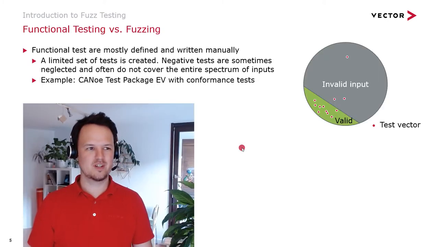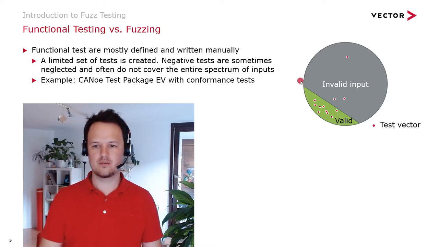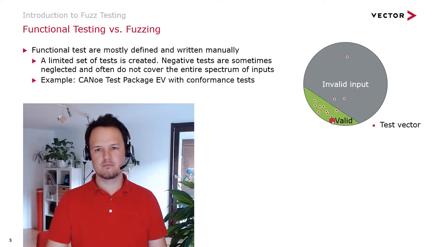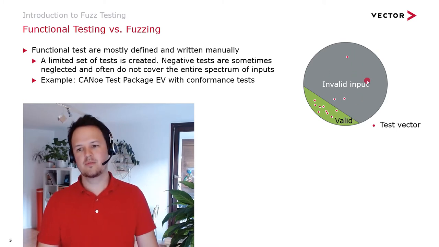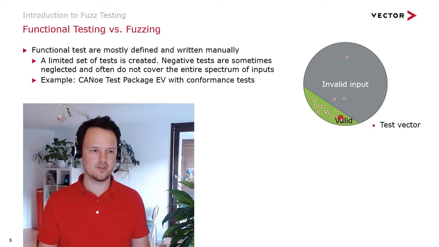Next, I want to differentiate between functional testing and fuzzing and compare both approaches. If we look here on the right, most of the functional tests are done in a valid space. So if the program receives X, it should output Y, and there's a manual test for this, and somebody has written this test. And most of the time, I think there are also some tests where the program receives X2 and shall not do something. So we have also some inputs in the invalid space, but usually most of the test cases are testing the actual functionality of the system.